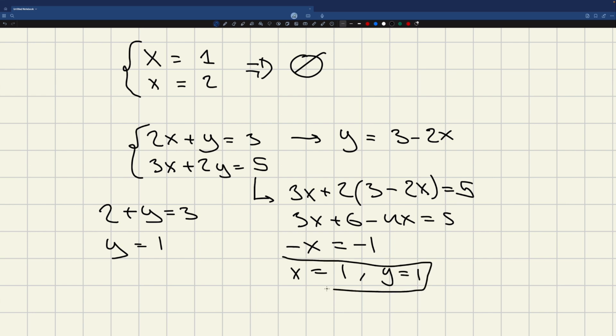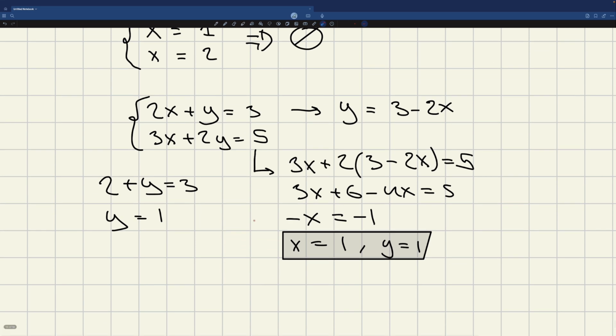Let's just draw this in a square. There. Now, this is very simple to check. You just substitute the values x equals 1 and y equals 1 into both of these equations. So here, this is just 2 plus 1 is equal to 3. 2 plus 1 is equal to 3. And 3 plus 2 is equal to 5. 3 plus 2 is in fact equal to 5. So the solution must be correct.